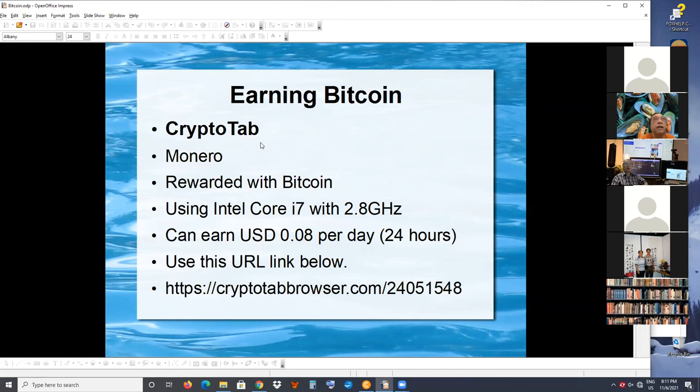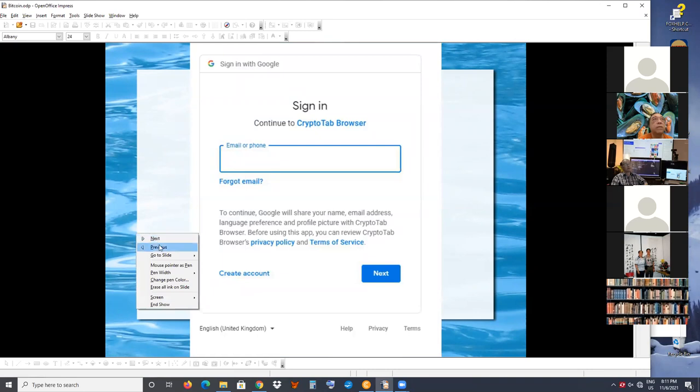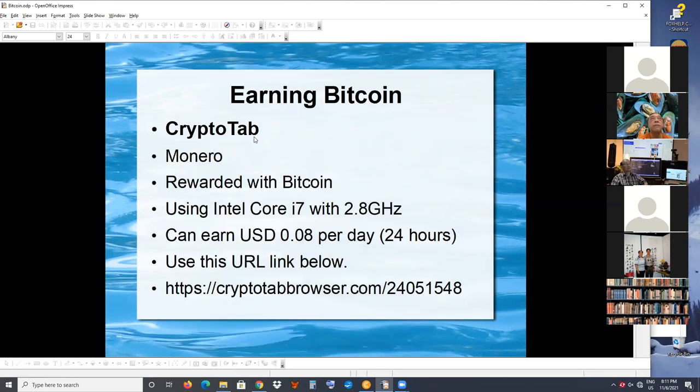One of the software that I'm introducing here is CryptoTab. You can download it from the link at the bottom. CryptoTab is actually a browser. Last time it was a Google Chrome extension, but then Google blocked them. Then they used the Chrome open source software to develop the extension built into their own browser. That means they use their own browser to run their own CryptoTab.